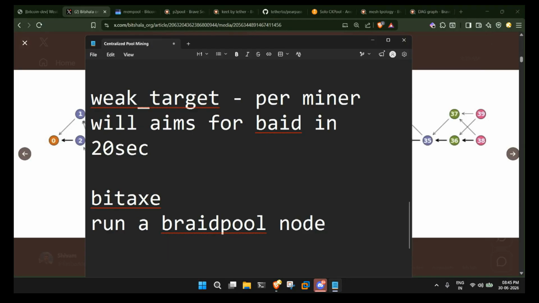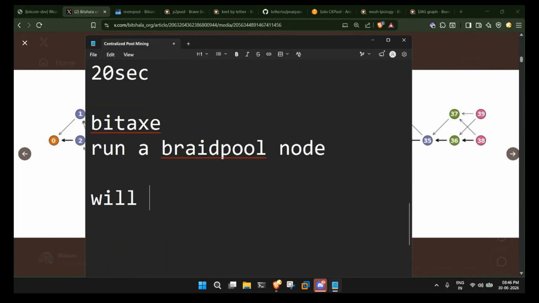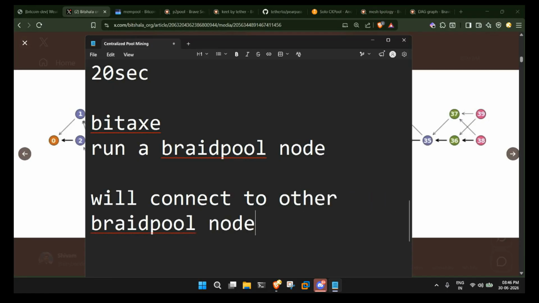This is not an optional case like on other solo mining, where it is optional, right? If you don't want to run your node, you can just point it to any solo mining pool. But in this case, you have to run your pool node, because your node connects to other Braidpool nodes worldwide. So this node will connect to other Braidpool nodes using the same P2P mesh.